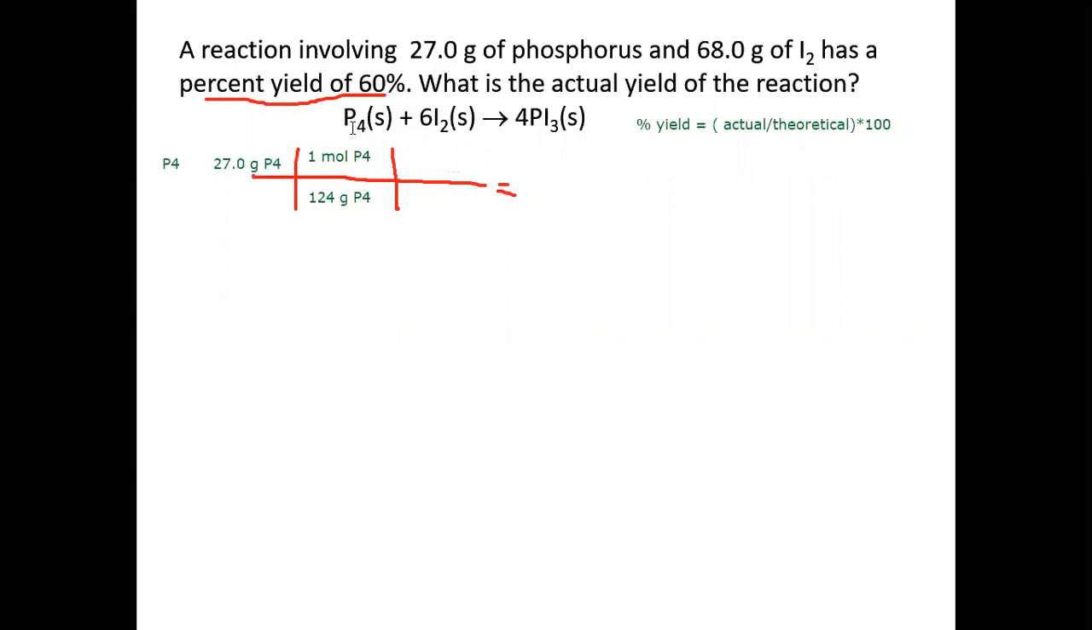So now you look here, the mole ratio between P4 and PI3 is 1 to 4. So we have 1 mole of P4 on the bottom, 4 moles of PI3. We get 0.871. Now we do the same thing for I2.